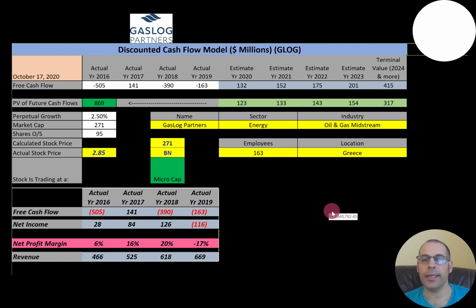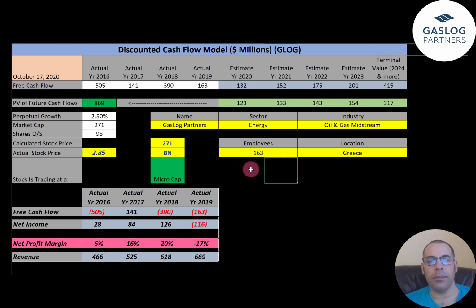GasLog is an oil and gas midstream company. Midstream refers to points in the oil production process that fall between upstream and downstream. Midstream activities include the storage, processing, and transportation of petroleum. Let's get started with the model.